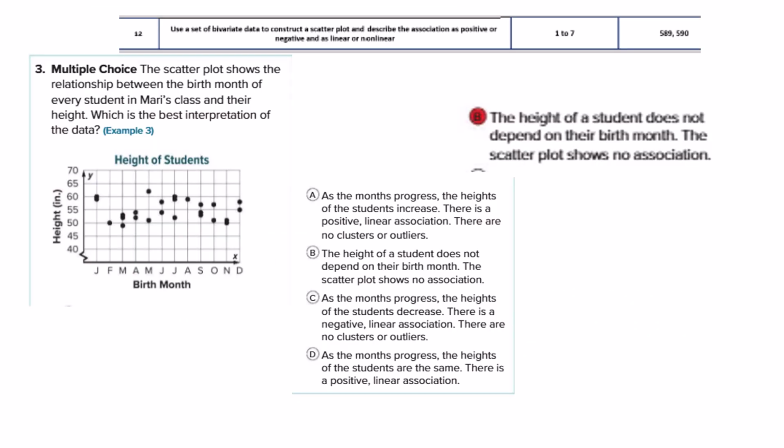Question 3, multiple choice. You have to look at the data which is given and interpret, decide which is the best interpretation of the data. Once you go through, you should find that the height of the student does not depend on their birth month. The scatter plot shows no association. As you can see here, there is actually no association.